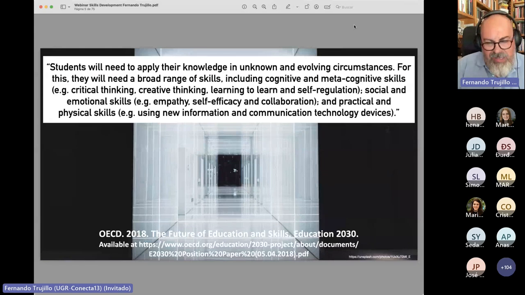In fact, students, as the OECD stated, will need to apply their knowledge in unknown and evolving circumstances. For that they will need a very broad range of skills, including, and this is what we are going to be talking about, cognitive and metacognitive skills, for example critical thinking, creative thinking, learning to learn or self-regulation, but also social and emotional skills, such as empathy, self-efficacy or collaboration, and practical and physical skills. For example, using new information and communication technology devices, or being able to use their bodies in the best way to perform the different tasks they have to carry out during the day. So skills are needed for life, and they are going to be applied in unknown and evolving circumstances.